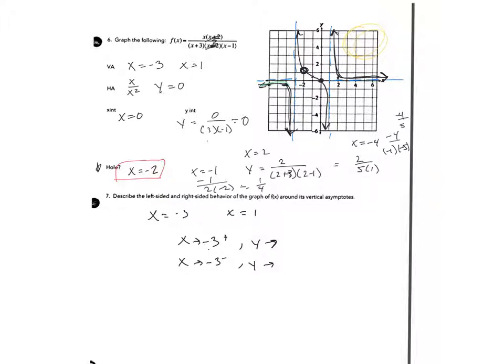So negative 3 from the left is going down. So this is negative infinity. And negative 3 from the right is going up. So that's positive infinity. Other asymptote, x approaches 1 from the right. X approaches 1 from the left. So 1 from the right, positive infinity. 1 from the left, this side, negative infinity.